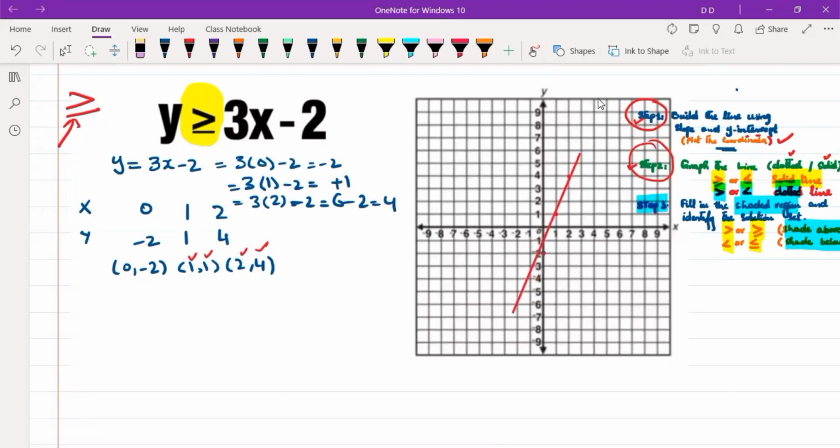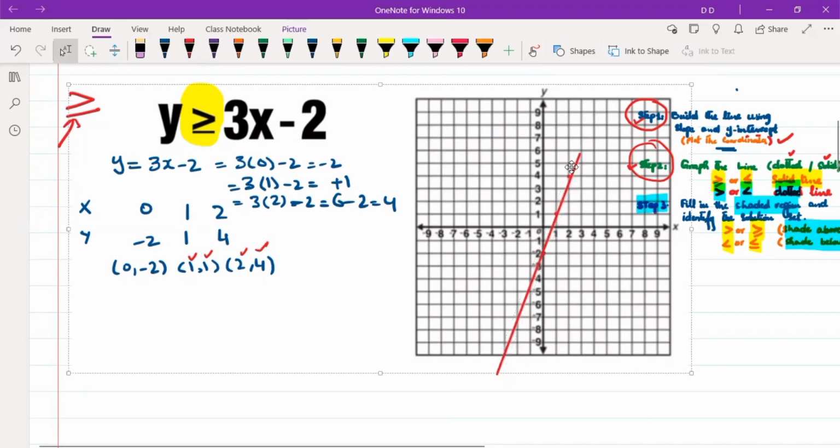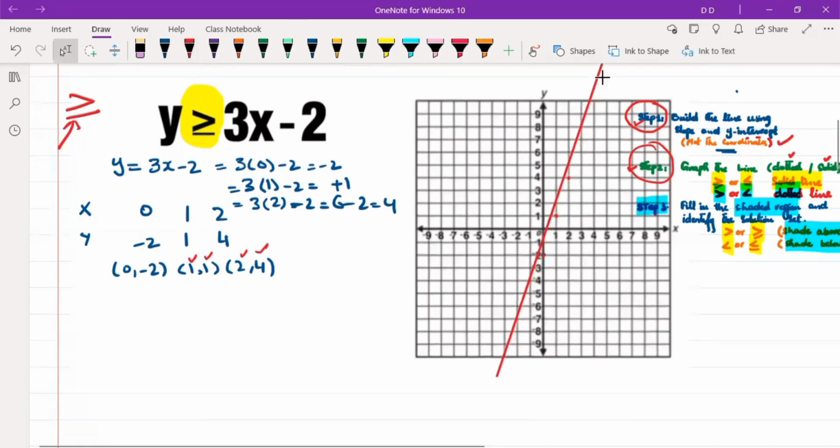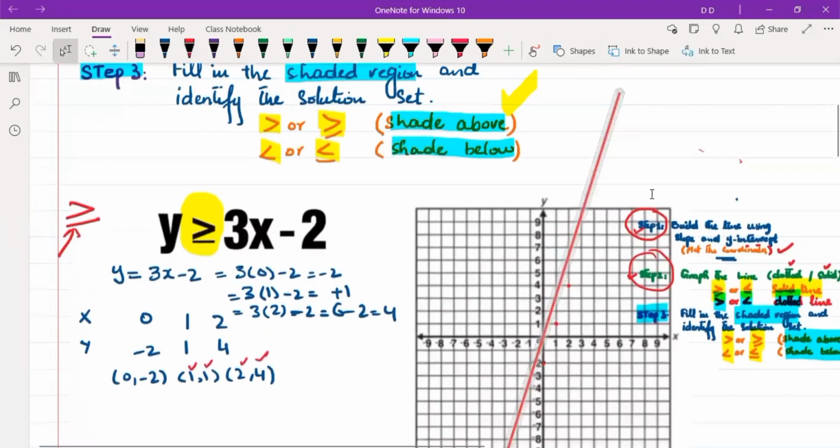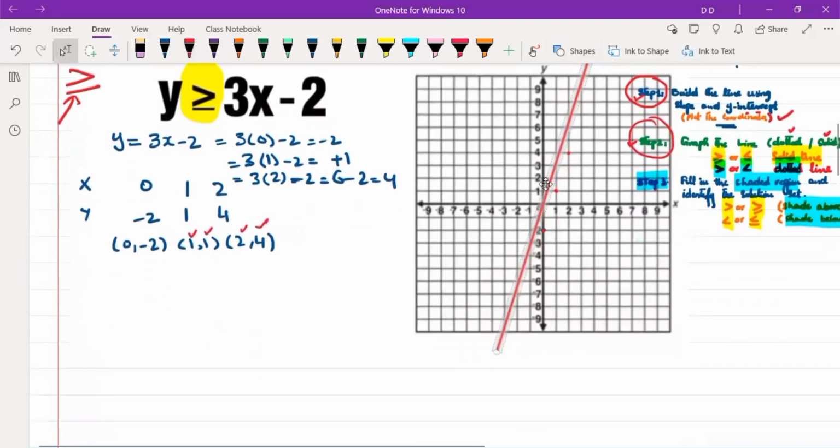I will draw a bigger line so that I hope it works. Let me stretch it. One minute. Okay. Almost. It's this line.